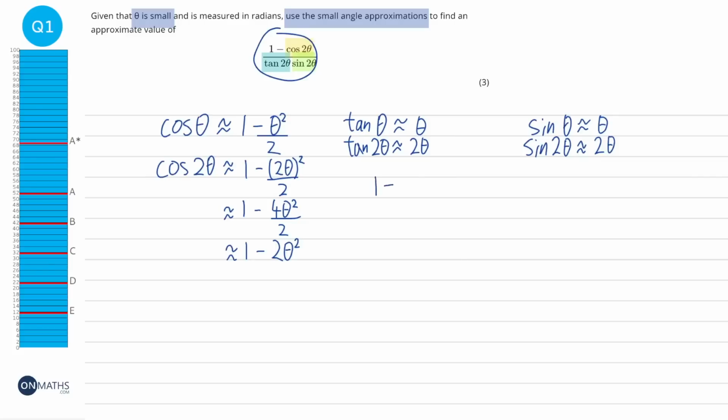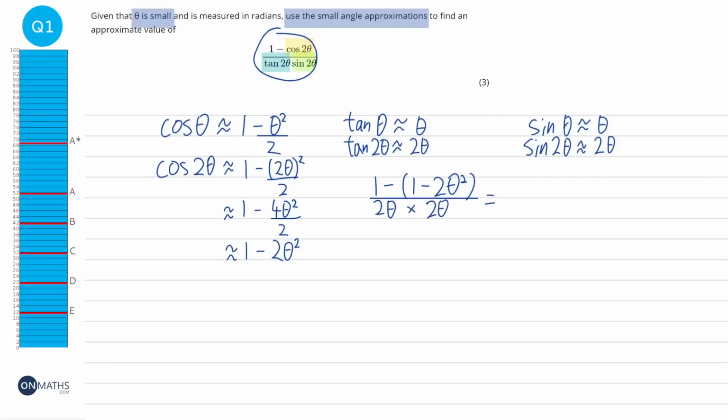So it's going to be 1 minus, and then this is going to be brackets 1 minus 2 theta squared. And then all of that is going to be over, instead of tan 2 theta, it's just going to be that 2 theta, times, and instead of sine 2 theta, it's just going to be 2 theta.